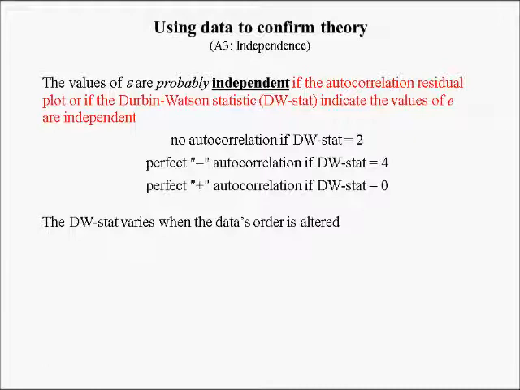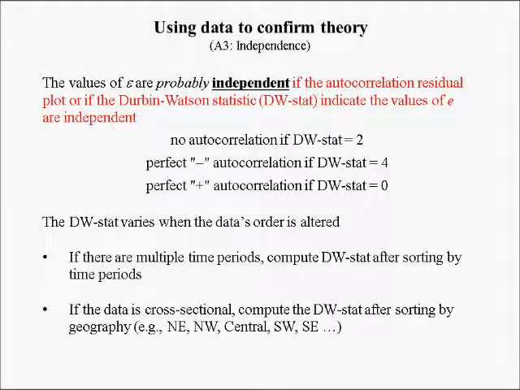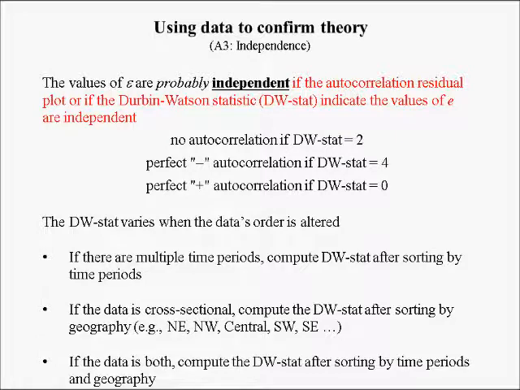Okay, now the Durbin-Watson stat varies when the data's order is altered. If there are multiple time periods, you want to compute the Durbin-Watson stat after sorting by time periods. If the data is cross-sectional, you may want to sort the data by some geography. Like, for example, put the states in the Northeast together, put the states in the Northwest together, and so on. Some kind of geographic sorting. If the data is both, compute the Durbin-Watson stat after sorting by time period and geography.